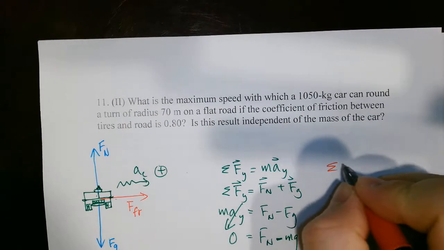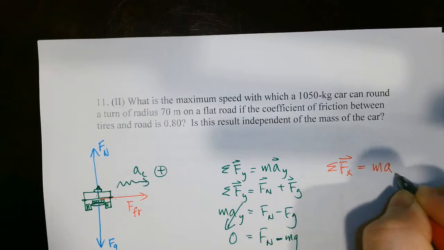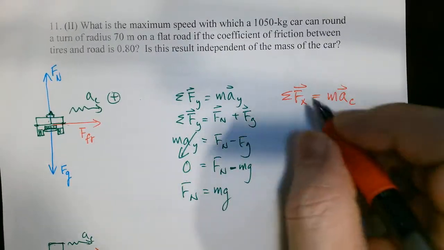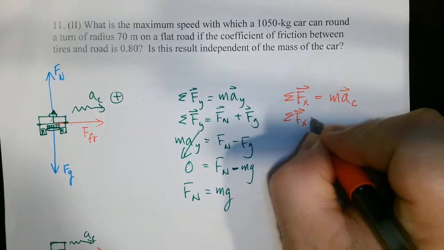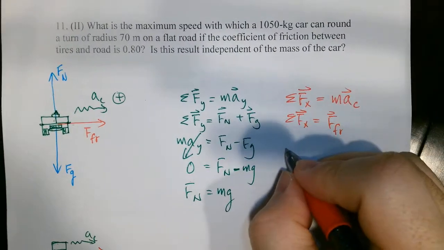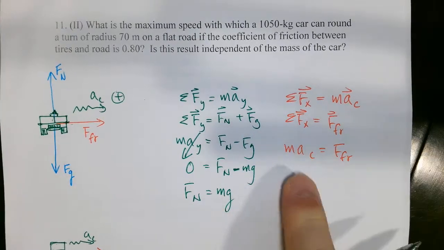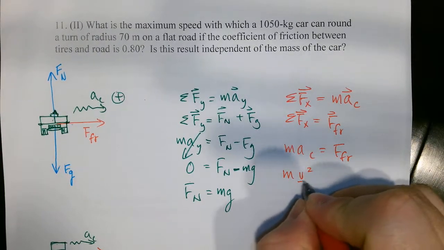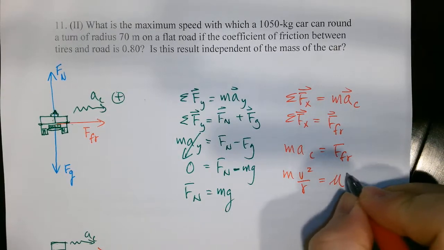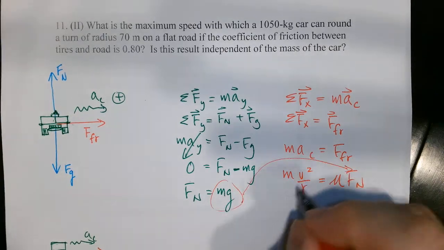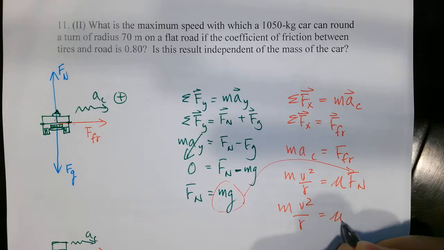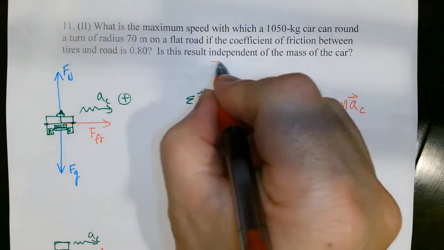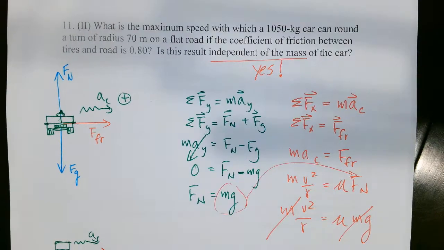Then we can say the sum of all forces in the x direction is equal to MAC, because that's what's contributing to make this car go in a circular path. In the x direction there's only one force, and that is the friction. So MAC is equal to friction, and they're both positive because they're in the same direction. So mv squared over r is equal to mu times F normal, and since F normal is equal to mg, mv squared over r is equal to mu times mg. Boom, that answers that question right there. So it's definitely independent of the mass.